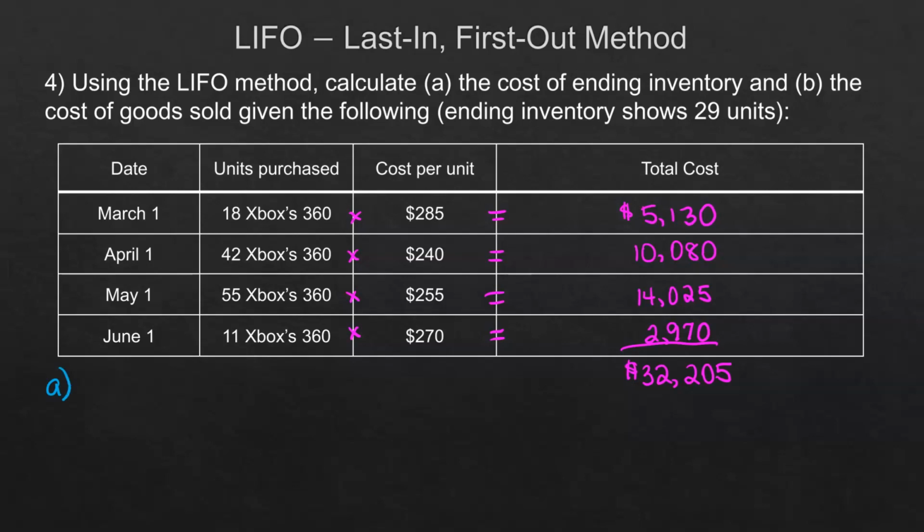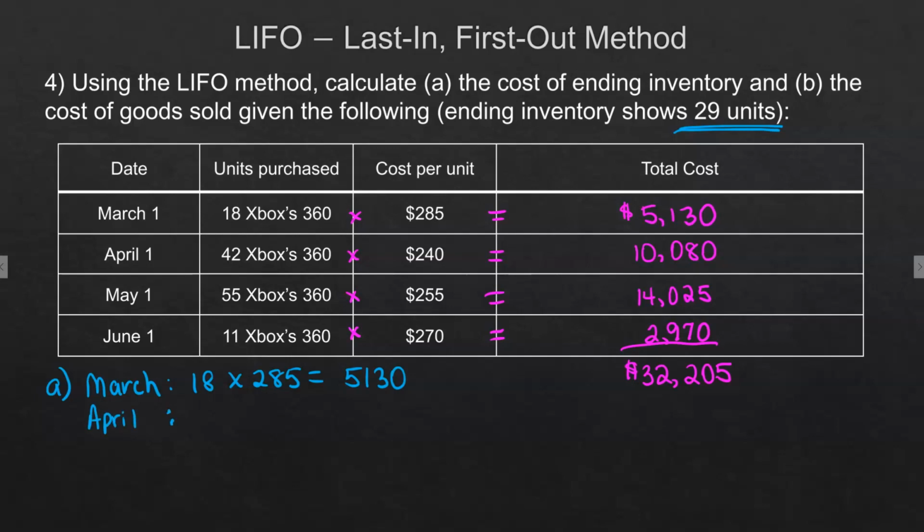Okay, so last in, first out means everything at the bottom of the chart are the ones that have been sold, and 29 units are going to come from the top of the chart. So we're going to start in March. In March there were 18 Xboxes purchased. So we're going to do 18 times 285, and that gives us a total of 5,130.